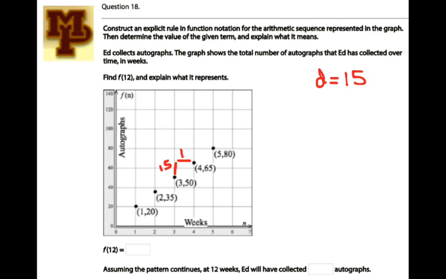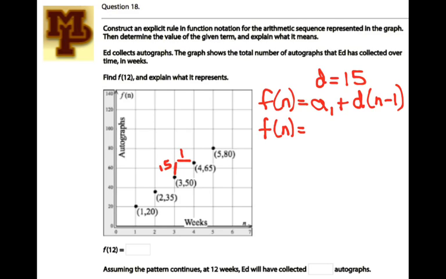And there's a special formula for this, for an arithmetic sequence. It goes like this. It's f of n equals the first term plus the common difference, and then n minus 1. So for this form, it would be f of n equals the very first term. A sub 1 is the first term, which is this term here. So that's 20 plus the common difference. This is how much it goes up or down by. And then n minus 1. So what's nice about this formula is that it will allow you to figure out any particular term way later on in the sequence, like 12 weeks that we're looking for.